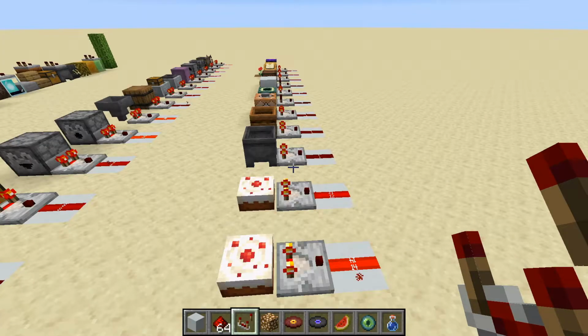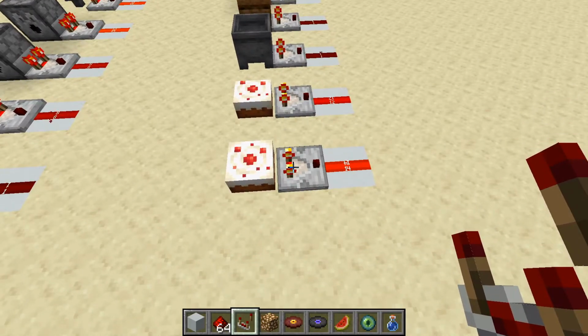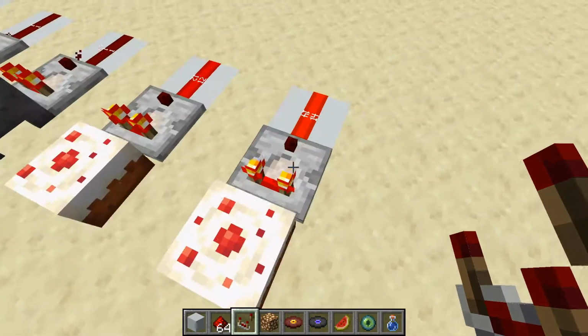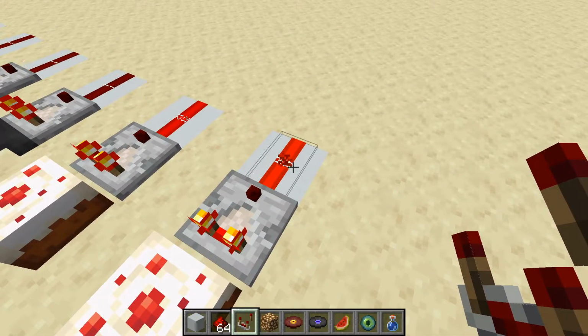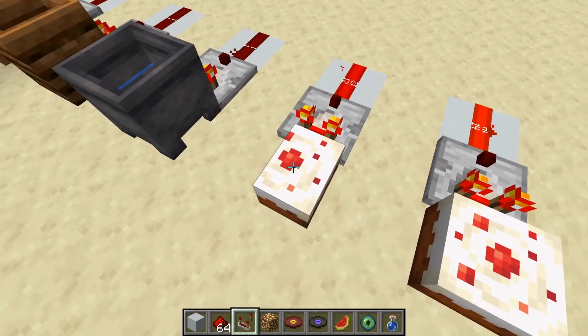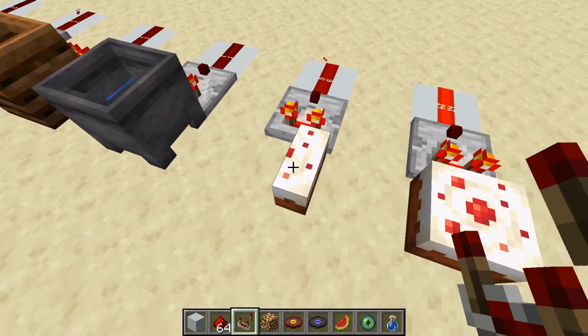There are a few other non-comparator items that will output a comparator signal as well. So the cake, by default, will output a signal strength of 14, and as you eat it down, that signal strength will slowly go down by 2s.